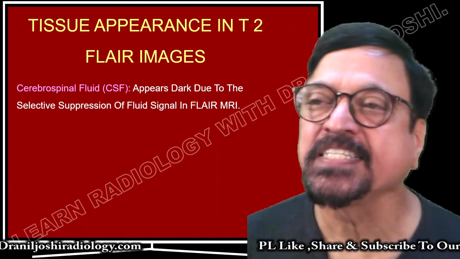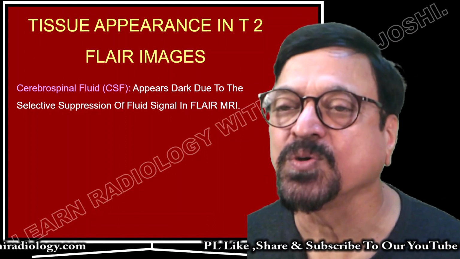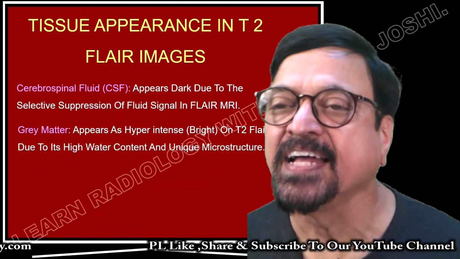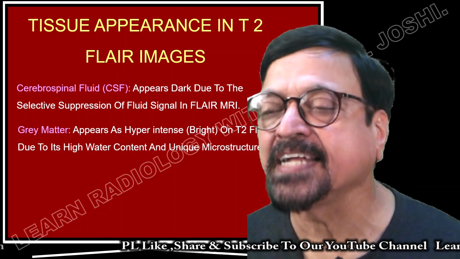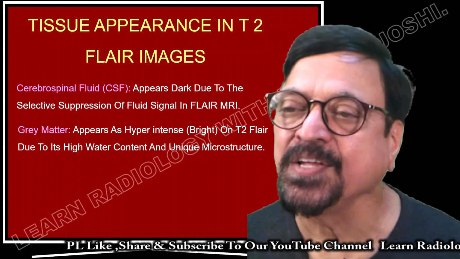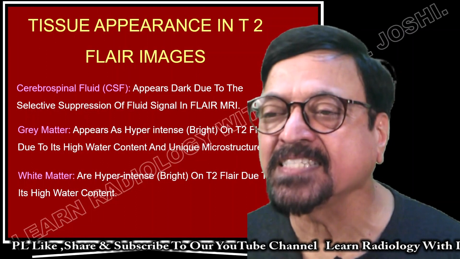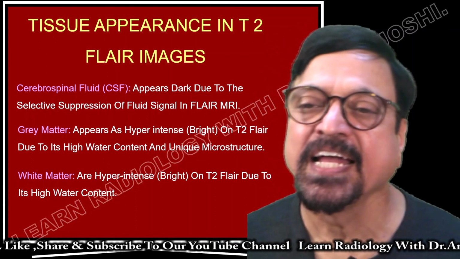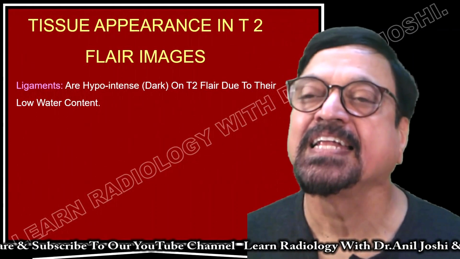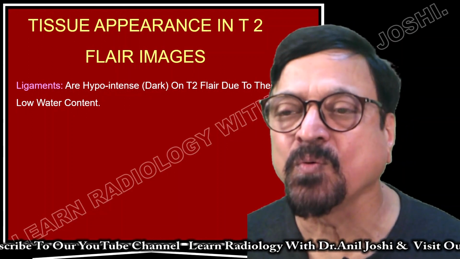Now, tissue appearance in T2 FLAIR images. Cerebrospinal fluid appears dark due to selective suppression of fluid signals in FLAIR MRI. Gray matter appears hyperintense, bright, on T2 FLAIR due to high water content and unique microstructures. White matter is hyperintense, bright, on T2 FLAIR due to its high water content. Ligaments are hypointense, dark, on T2 FLAIR due to their low water content.